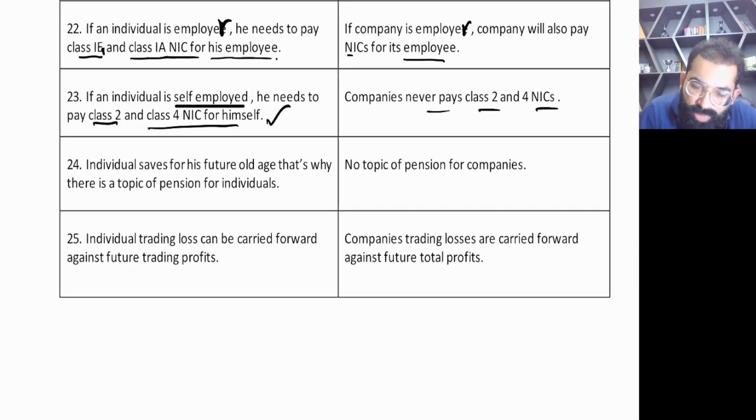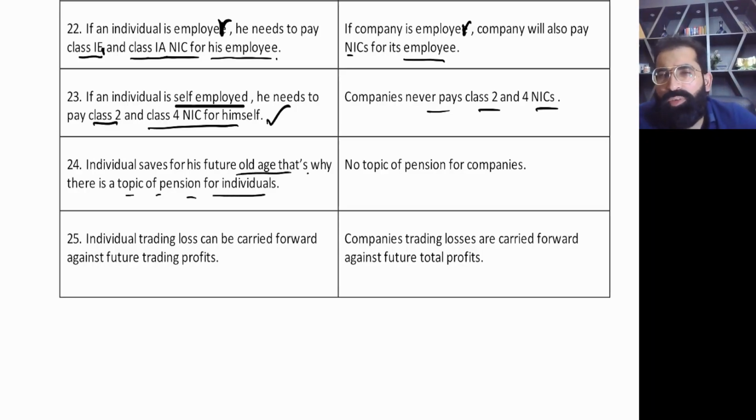An individual saves for his future old age. That's why the pension topic is only for individuals, it's not for companies.